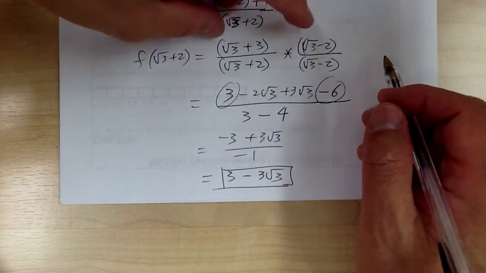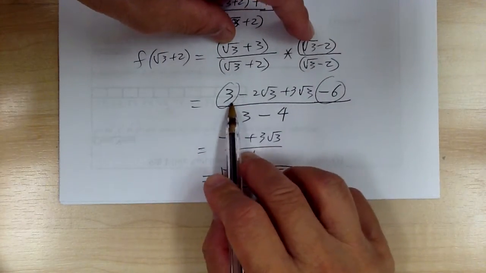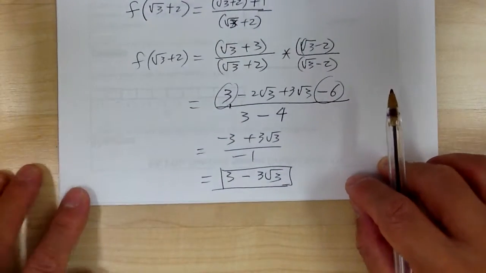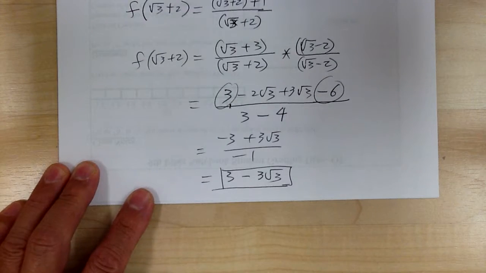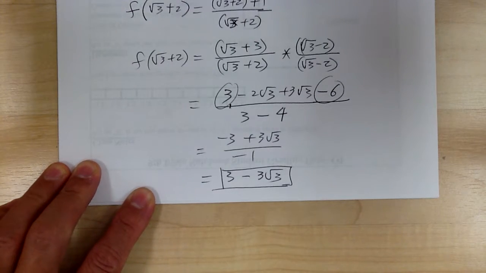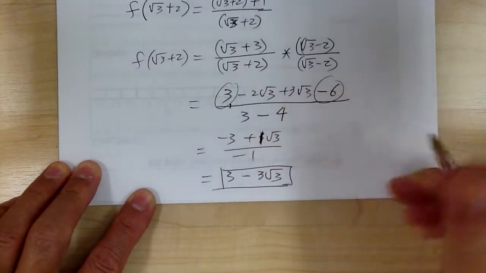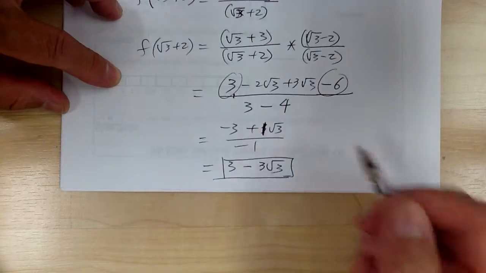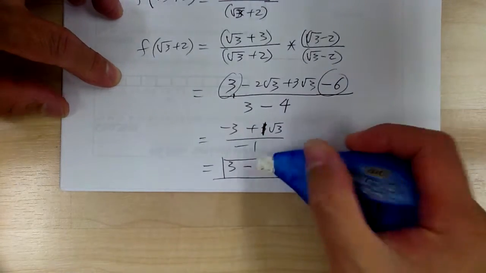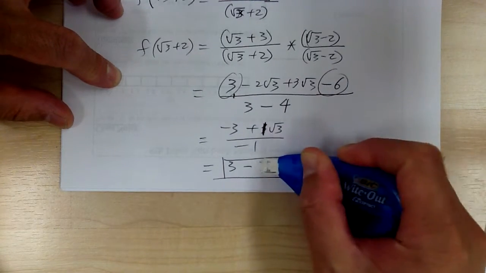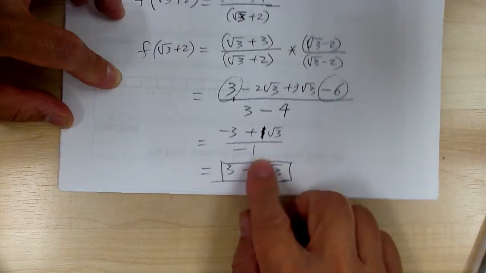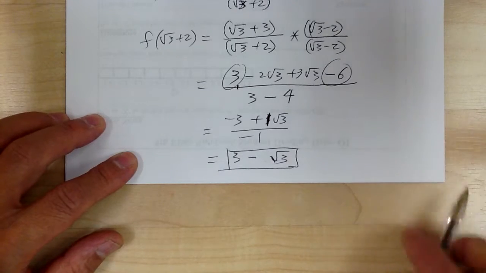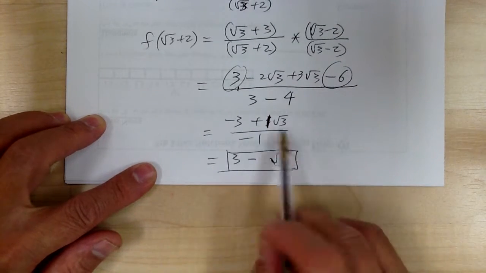Let me double check. Okay, this is 3. Negative 2 plus 3. There you go. Thanks, sorry about that mistake. Okay, so we're good. Normally you don't need to write the 1.